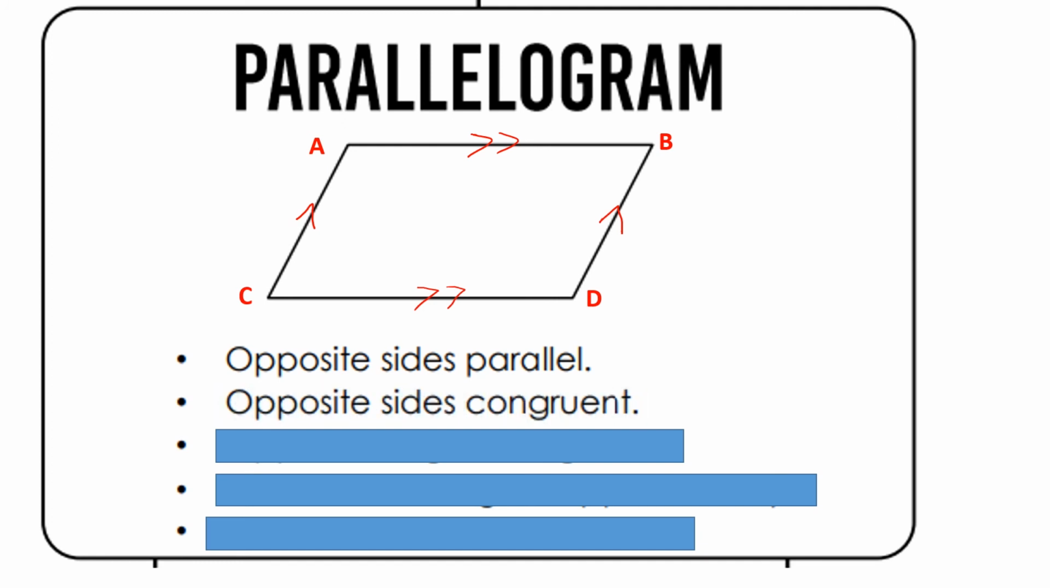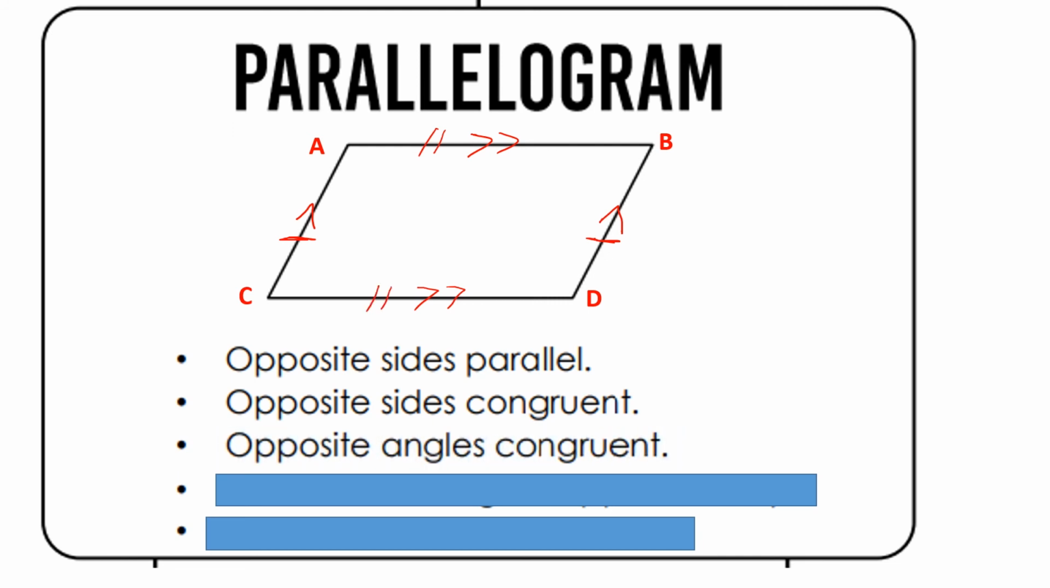Opposite sides are congruent, so draw some congruence marks here. AC is congruent to BD, and AB is congruent to CD. Next, opposite angles are congruent, so angles C and B are opposite, so they are congruent. So drawing these congruent arc marks here. All right, as well as angle A and angle D are congruent.